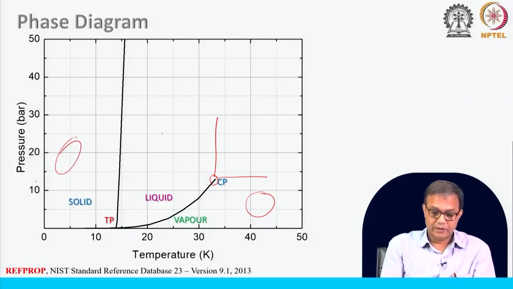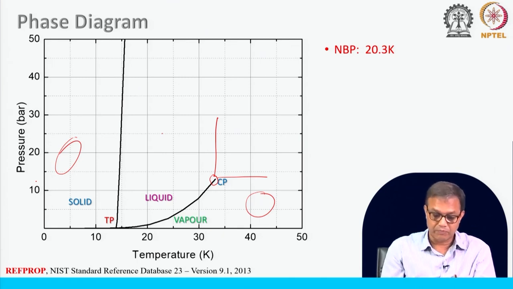And now, from this chart we can find out the normal boiling point. So, what I mean is that at atmospheric pressure, what is the boiling point? It may be difficult to figure it out from this diagram. We will try to locate it in another diagram later on. So, the normal boiling point is 20.3.